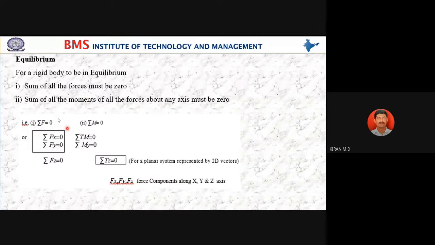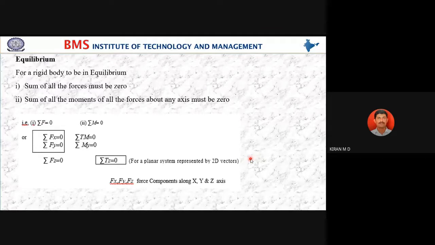That we are going to call as the sum of all the forces must be 0. You can observe here the equation summation of F is equal to 0 means sum of all forces must be 0. So summation of forces in x direction, in y direction, and in z direction should be equal to 0. When it comes to moments, the summation of all the moments, torque, bending moments, should be equal to 0. Even torque in z direction for a planar system is represented in 2D vector.